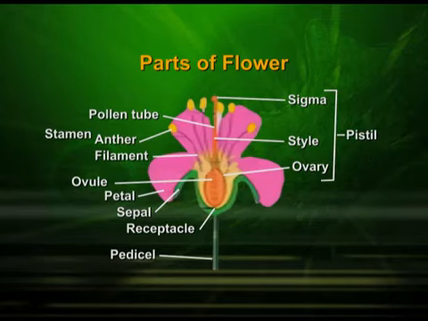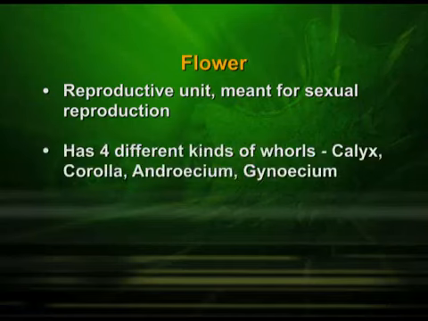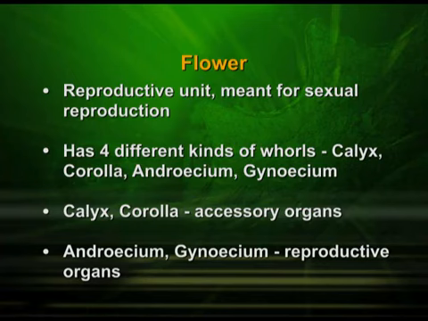Let us just have a look at the structures of the flower. It is the reproductive unit meant for sexual reproduction, has 4 different kinds of whorls: calyx, corolla, androecium, gynoecium. The calyx and corolla, they are the accessory organs, and the androecium and gynoecium, they are the reproductive organs.